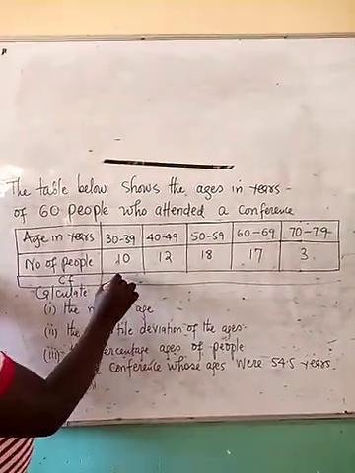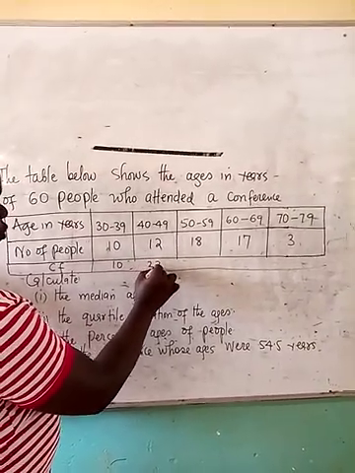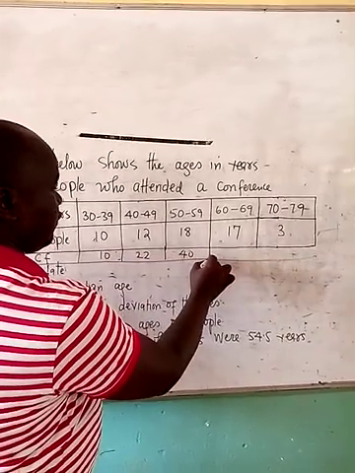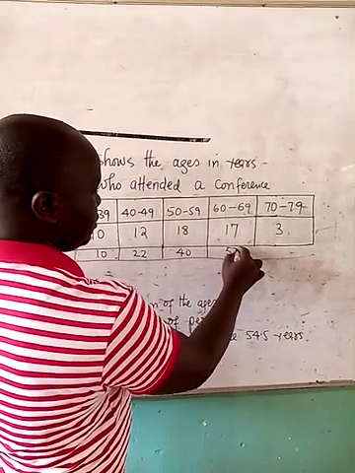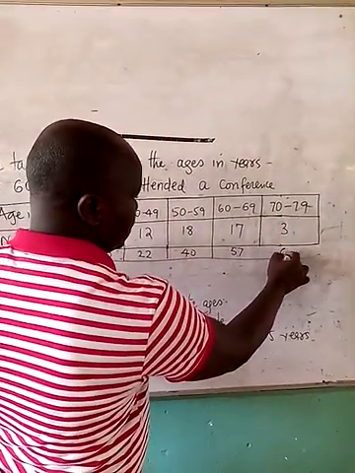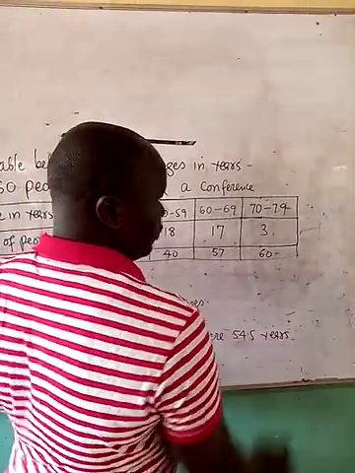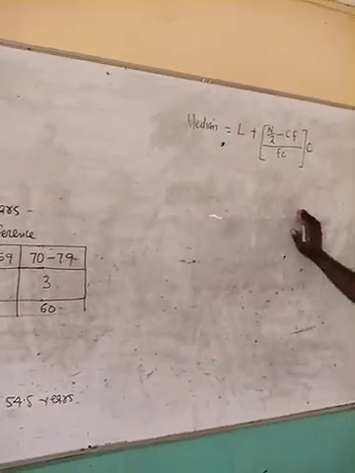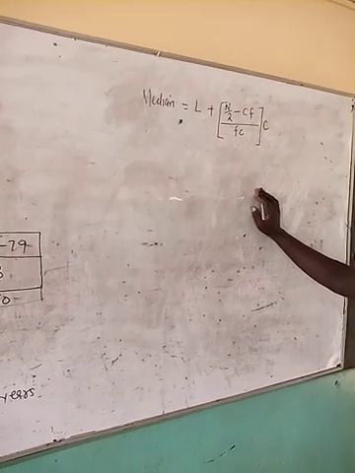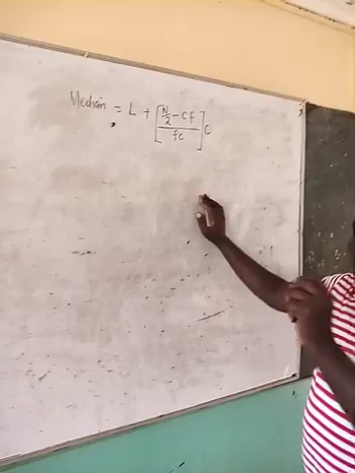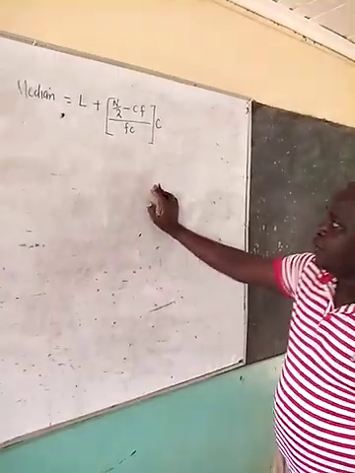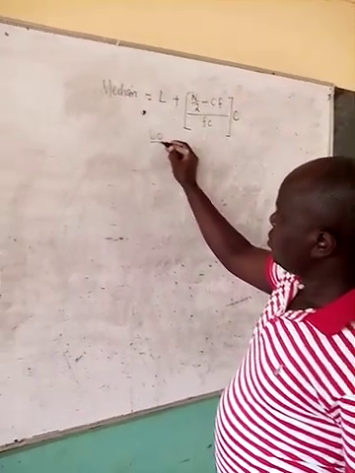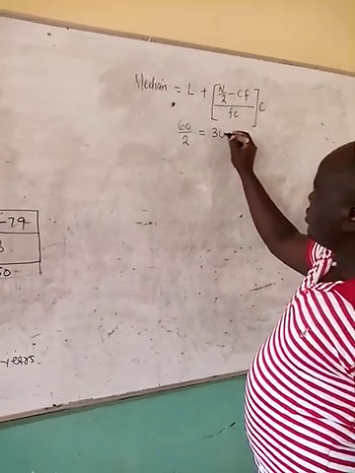So the cumulative frequency column: this is 10, this is 22, 22 plus 18 will be 40, 40 plus 17 will be 57, and 57 plus 3 will be 60. The cumulative frequency column is going to be used to help us locate the class where that particular measure, if it is the median, falls.